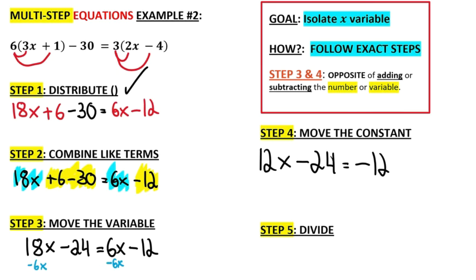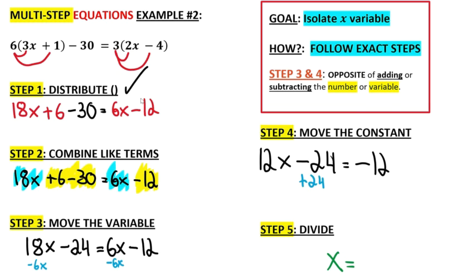So from here, what is the end result that we need? X equals something. So that something must be a number. So let's move the constant onto the other side, plus 24 and plus 24. We now have 12x equal to 24. Excellent.